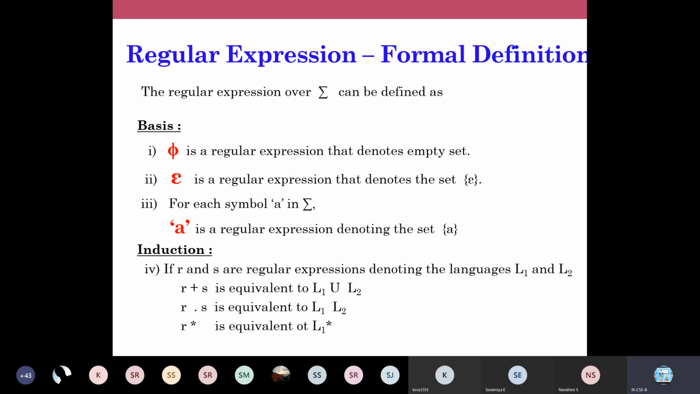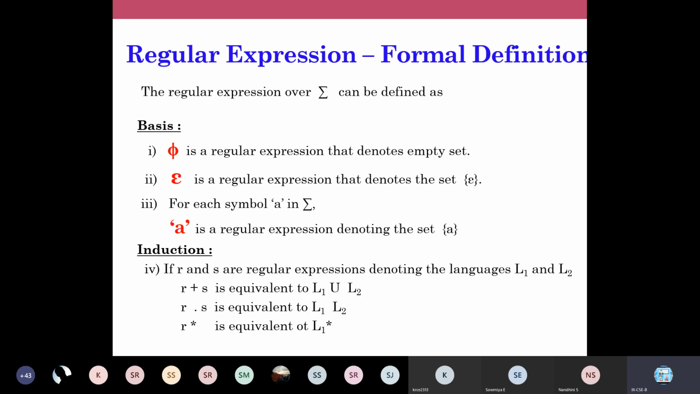So this is the way we are going to define our regular expression. This is the formal definition of regular expression, which follows the basis and induction step. This is also asked in your university exams for 2 marks: define regular expression, or give the formal definition of regular expression. In that case, you have to write the basis step and the induction step.